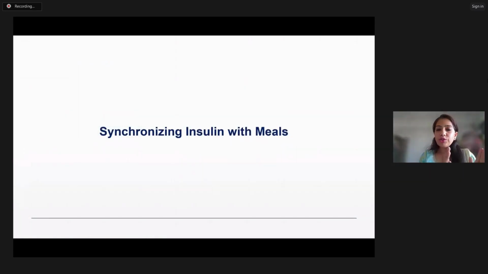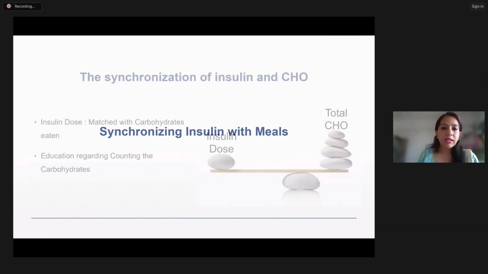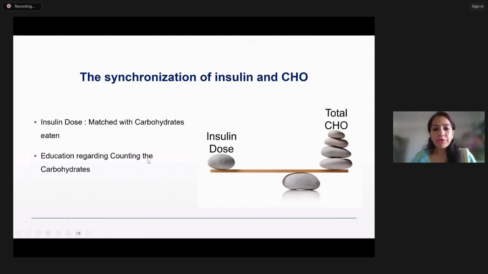Now, moving on to how do we synchronize these insulins with the meals? I'm not going to go into very much depth on this topic because it is going to be covered later on. What we're trying to do is match the insulin dose to the food or the carbohydrates that the person is eating. That is the best way to give insulin, because we don't want the quality of life to be gone. We want some flexibility to be maintained.